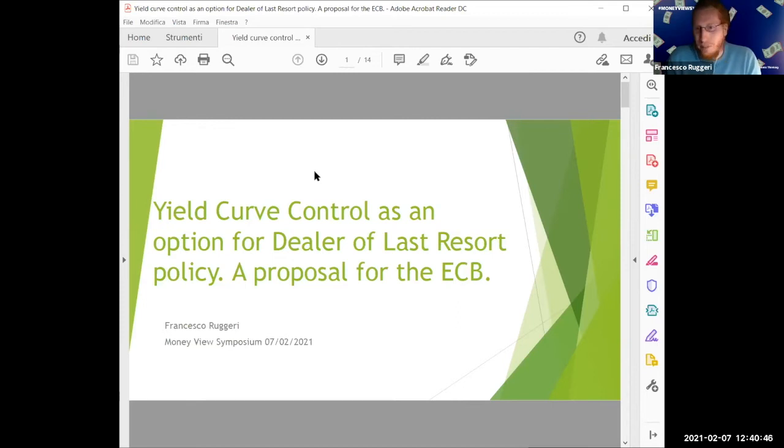I started working on this topic after an inglorious speech by Christine Lagarde at the beginning of the pandemic, when she said that the ECB wasn't there to close the spread. This caused a surge of the spreads in the eurozone, especially for peripheral countries, and created the need for the central bank to intervene in the market and close the spread.